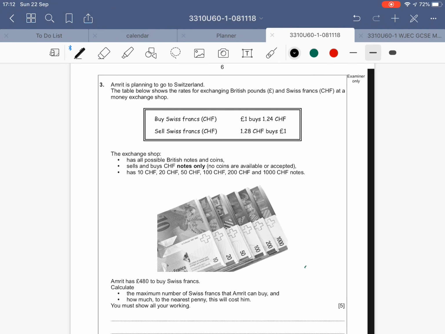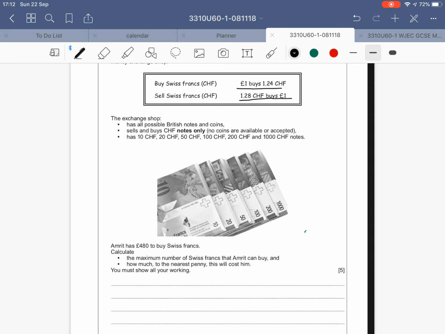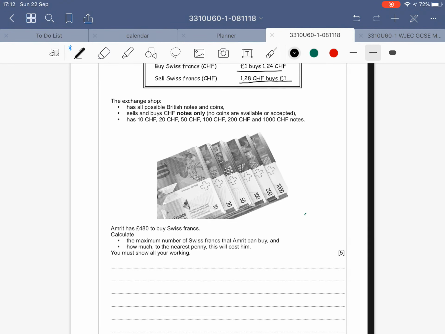Question 3. Amir is planning to go to Switzerland. The table below shows the rate of exchange from pounds to Swiss francs. So if he buys them, it's 1 to 1.25. If he sells them, it's 1.28 to £1. The exchange shop, I think we've done this before, only has notes of 10, 20, 50, 100, 200, 1,000. He has £480. How much can he buy, and how much is it going to cost him?